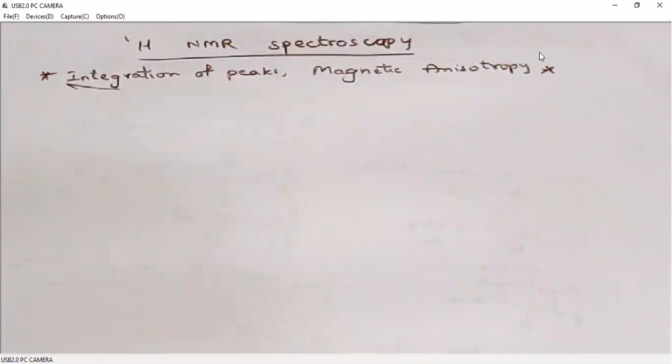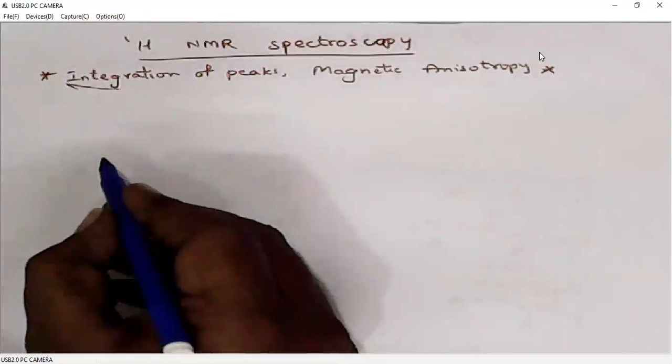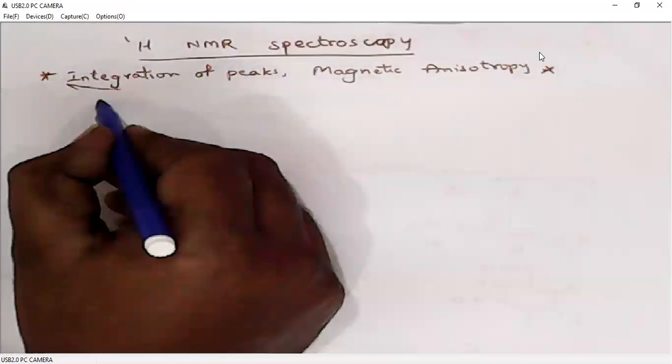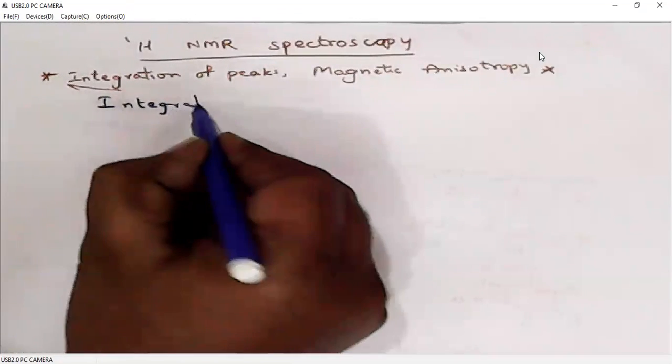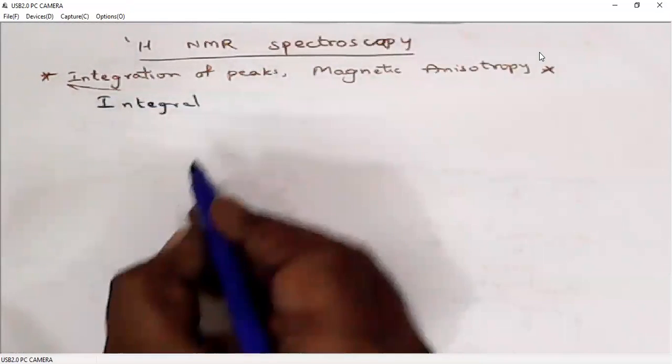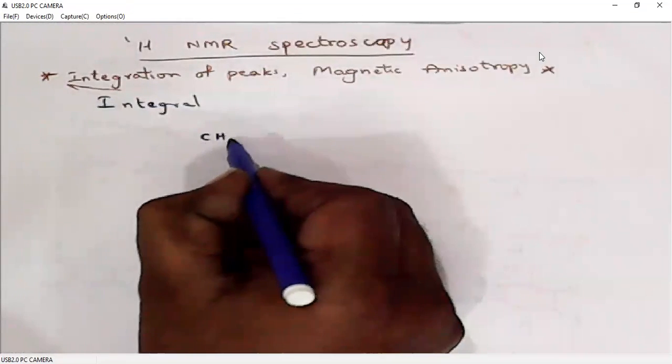We were discussing proton NMR spectroscopy. Today we will discuss integration of peaks and the magnetic anisotropic effect. To discuss the integration of peaks, or integrals, I'll just take one spectrum as an example and discuss it.